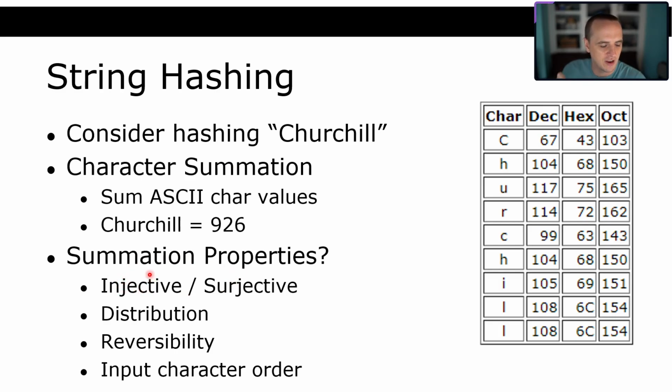In the chat, type I equals true or I equals false. Is it injective? Is it surjective? Type S equals true, S equals false. What about distribution? Is this evenly distributed? What do you think the distribution will look like? Is this reversible? Well, let's talk about that now.